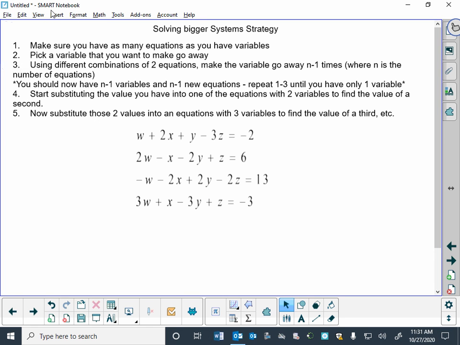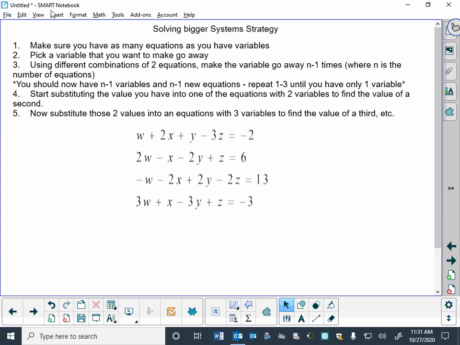Okay, in this video we're going to look at strategies and an example for solving bigger systems of linear equations. Some of the main things that we want to look at: we want to make sure that we have as many equations as we have variables. I have 4 variables in this example right here, and I have 4 equations.